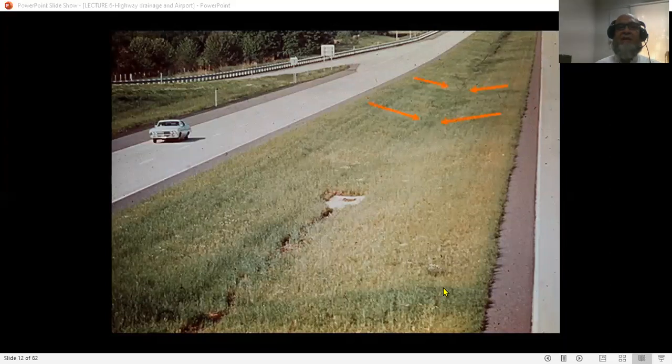This is another example of a roadside channel. It's turfed, as I've told you. Some of the water is absorbed by the turf, and the remaining is allowed to pass through this channel. This is also a median channel. You can see this is a two-way road. This channel will take in water from this side of the road as well as from this side.